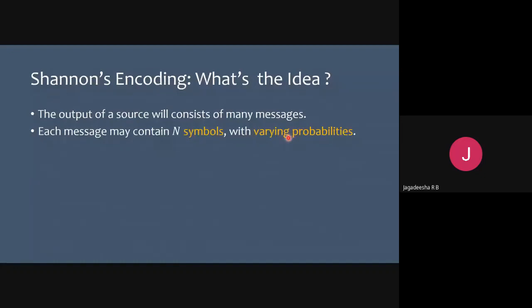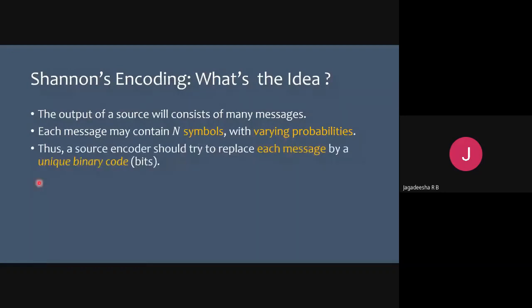Okay, then thus a source encoder should try to replace each message by a unique binary code. This is what I mentioned in the previous slide while showing you the diagram of the source encoder. The source will emit different messages like A, B, C. But what is the function of the source encoder? It has to represent every message by a unique binary code. So now we have to take care about this.